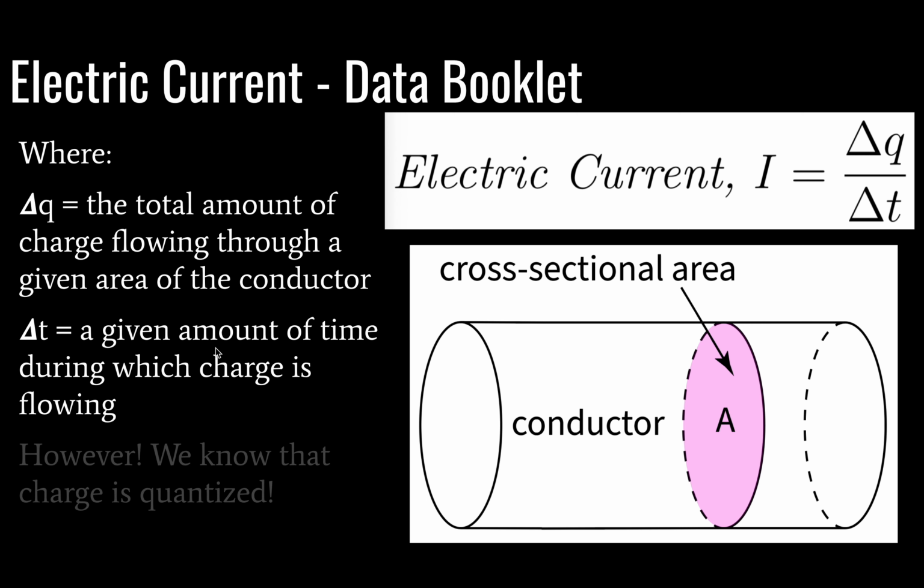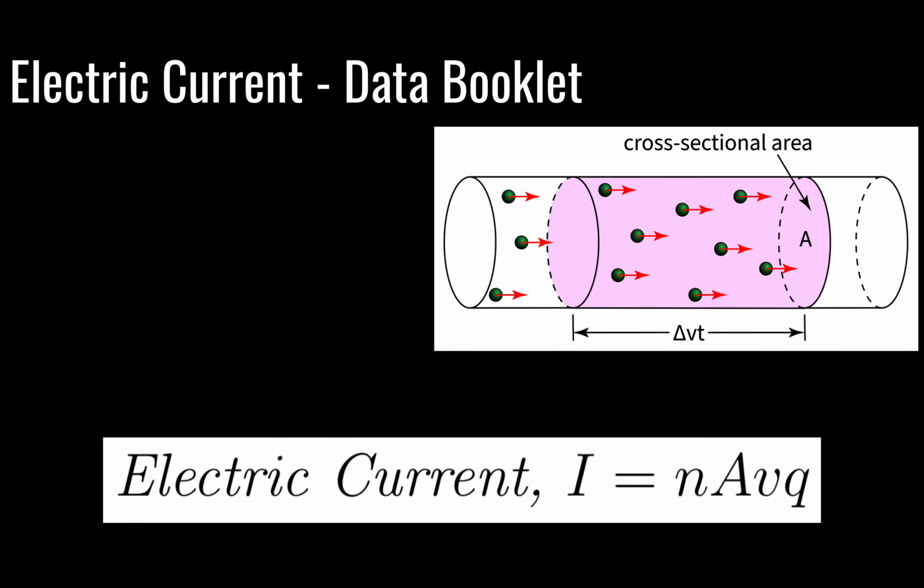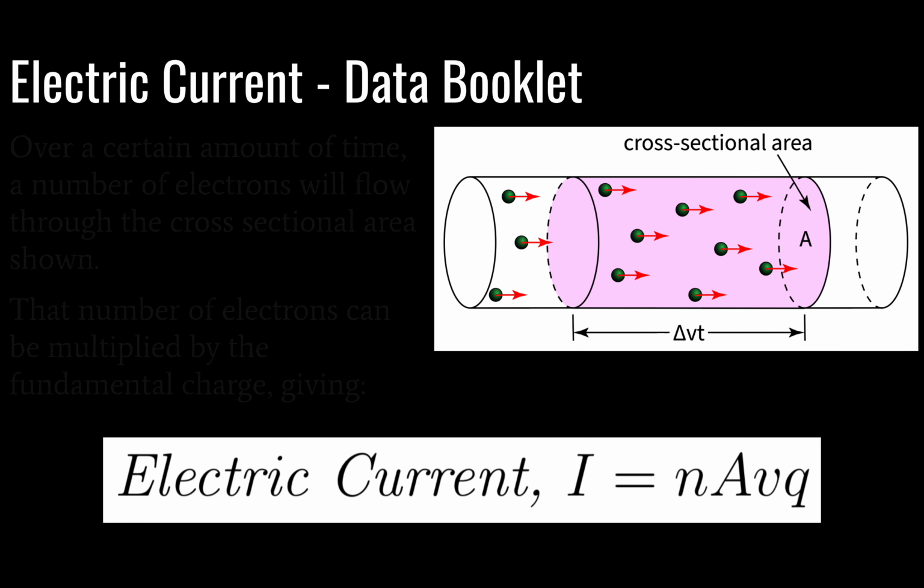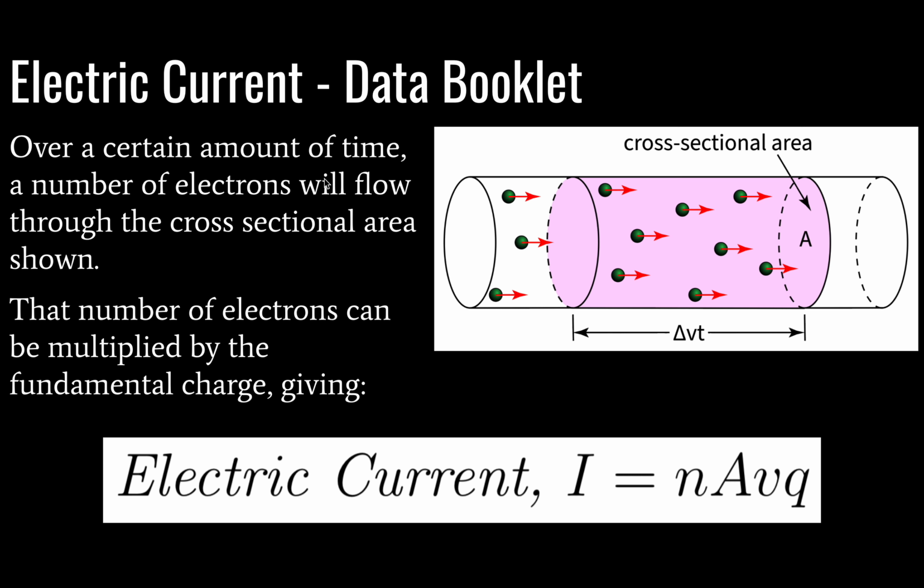However, we should also recognize that charge is quantized. And that brings us to our next formula. Okay? So, in a certain amount of time, a certain number of electrons is going to flow through that cross-sectional area. 1, 2, 3, 4, 5, 6, 7, 8. So in this case, we have 8 electrons flowing through this area in a certain amount of time. These electrons aren't going to make it through in that amount of time.